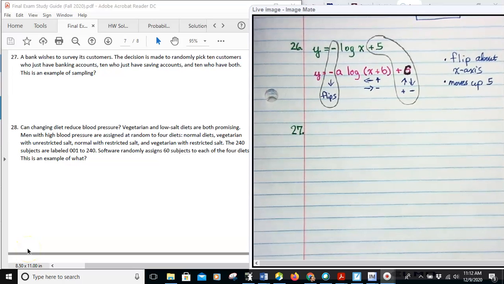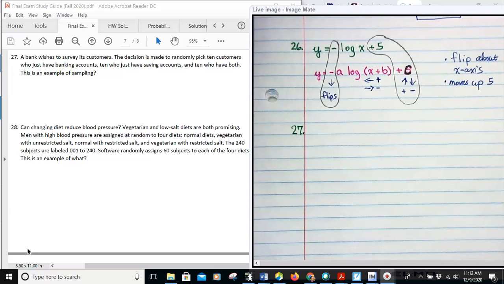All right, so now we have made it to our statistics and our probability sections. With this, they're called exploratory data. This part here, we're talking about types of sampling, because 27 says at the very end of it, this is an example of sampling what?